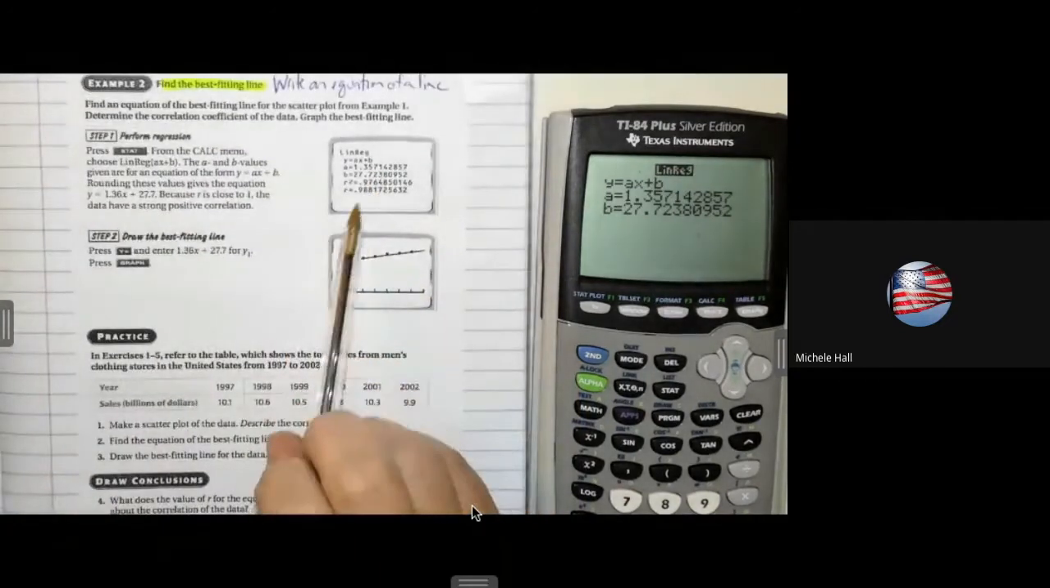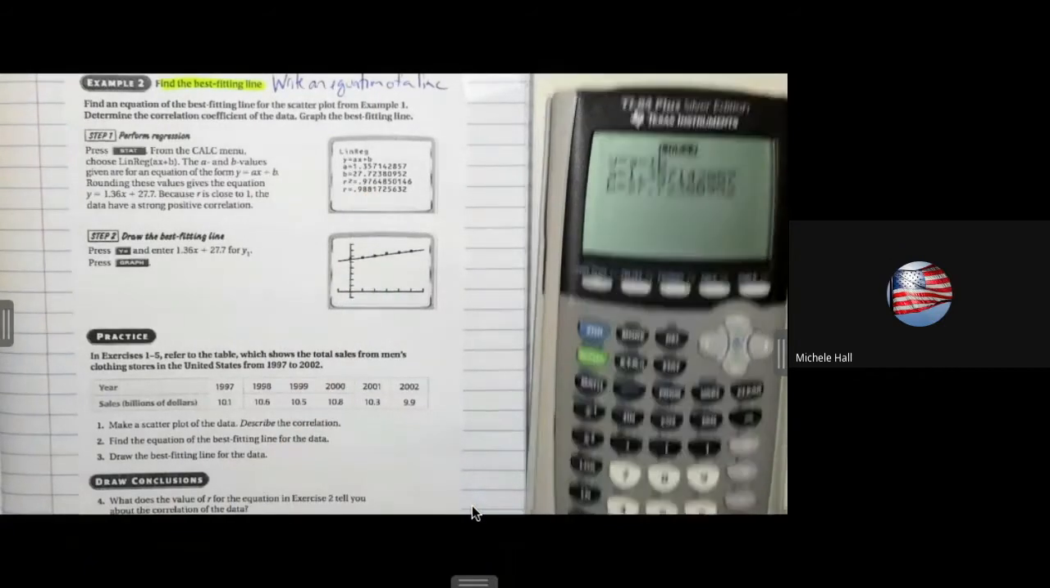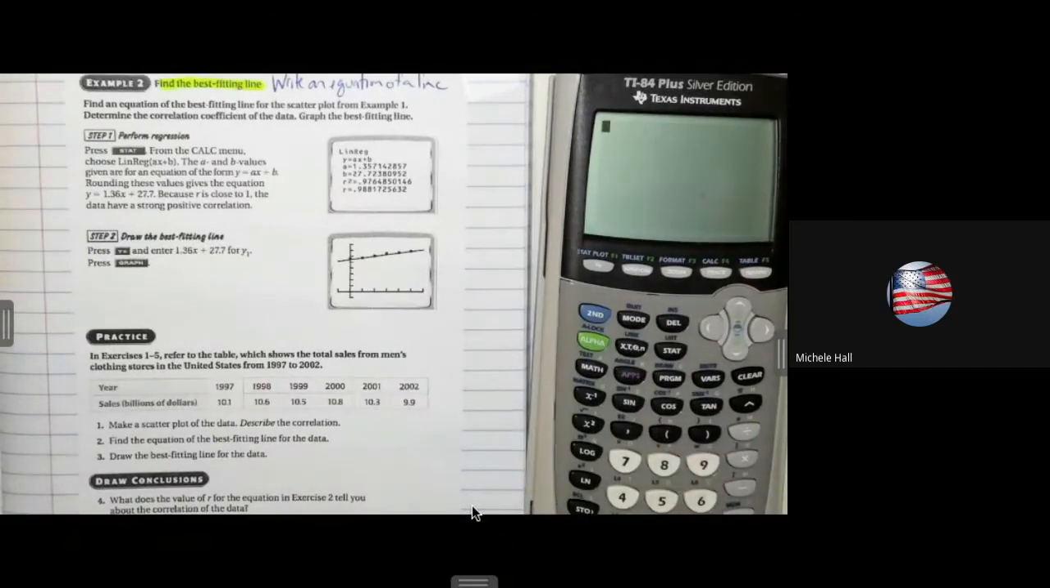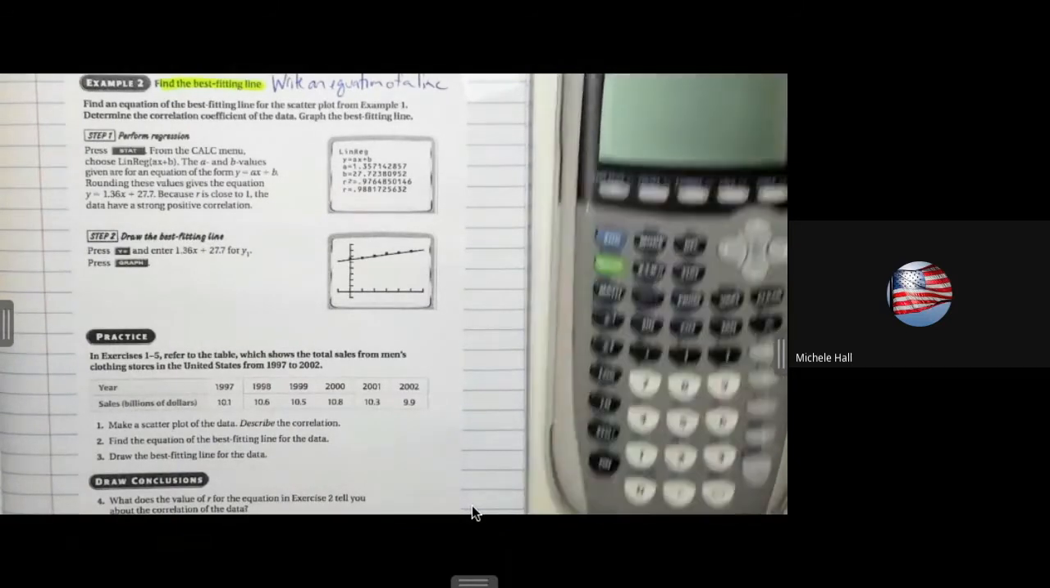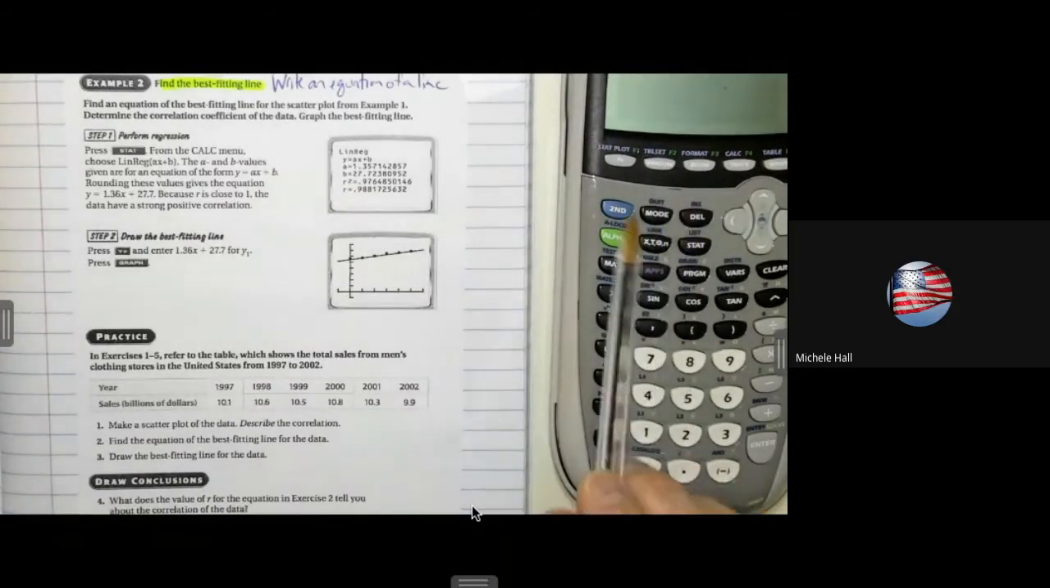Look on your calculator. So mine doesn't say r. Yours probably doesn't say r either, does it? Okay, good. Here we go. Quit. We need to go turn something on. We need to turn the diagnostic on. So quit out of there. You do second, and it's above mode. Yep, anything that's written in blue, you have to use that second button.